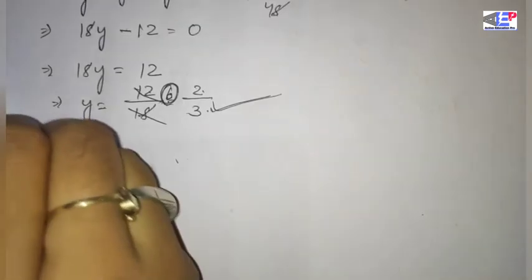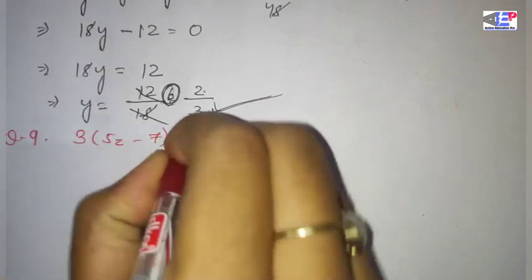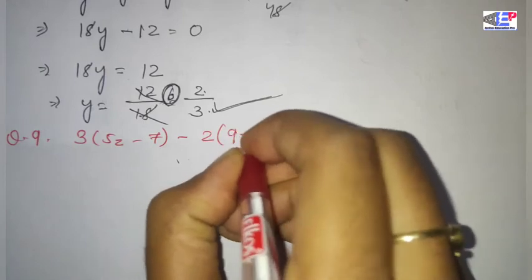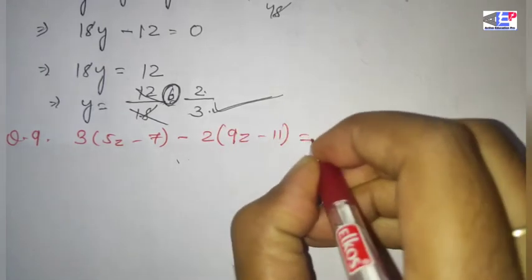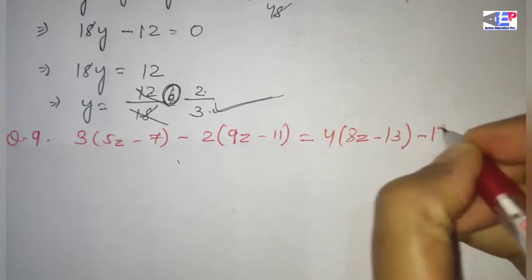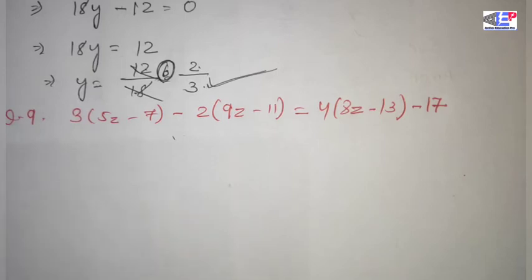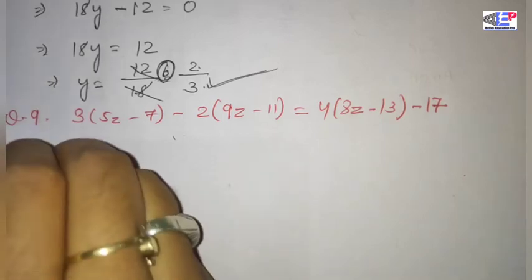And the next question, question number 9. 3(5z minus 7) minus 2(9z minus 11) is equal to 4(8z minus 13) minus 17. Similarly to question number 7 and 8, open the bracket by simplifying these polynomials.